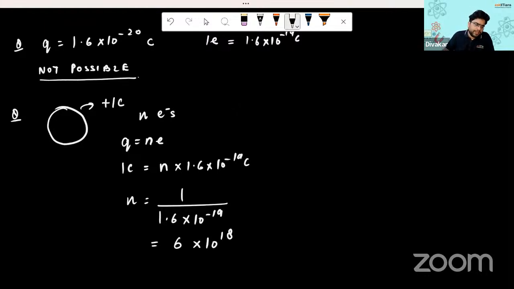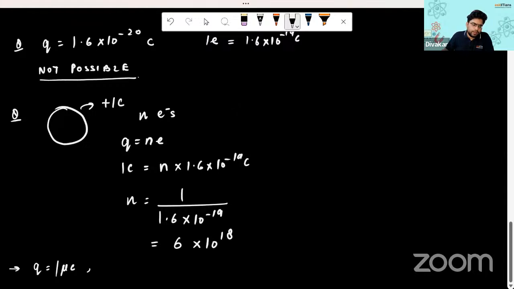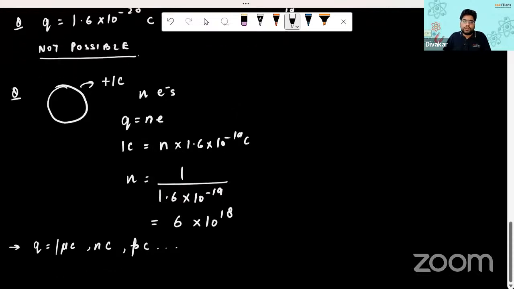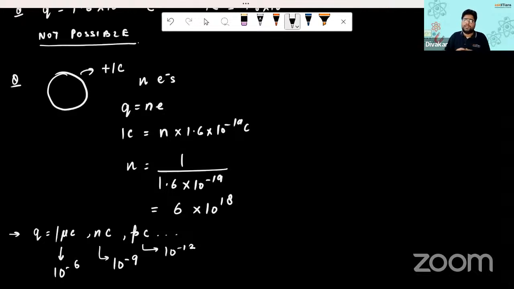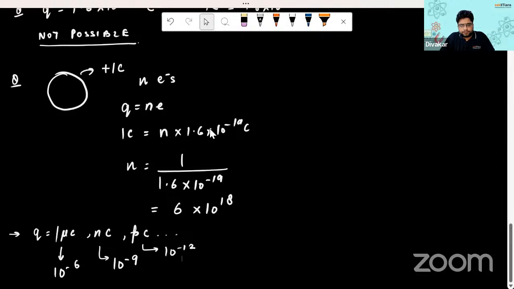So generally, whenever they give you charge in questions, they give it either as microcoulomb, nanocoulomb, picocoulomb, and so on. Now, what is micro? Micro stands for 10 to the power minus 6. Nano stands for 10 to the power minus 9. And pico stands for 10 to the power minus 12. So there will be very small values of charge that you get in the questions, because 1 coulomb is a huge amount of charge.